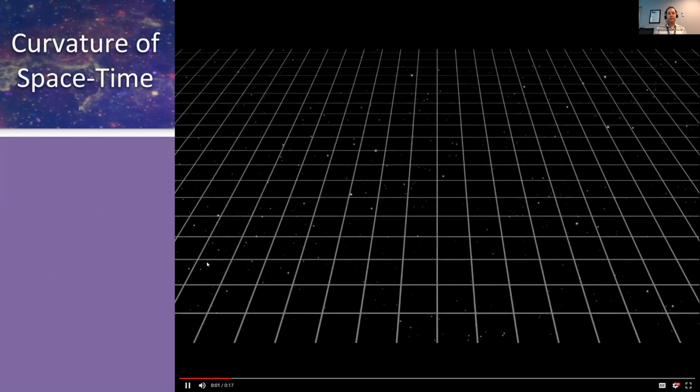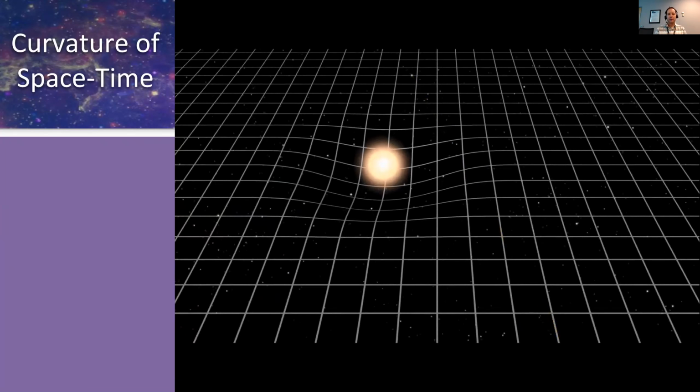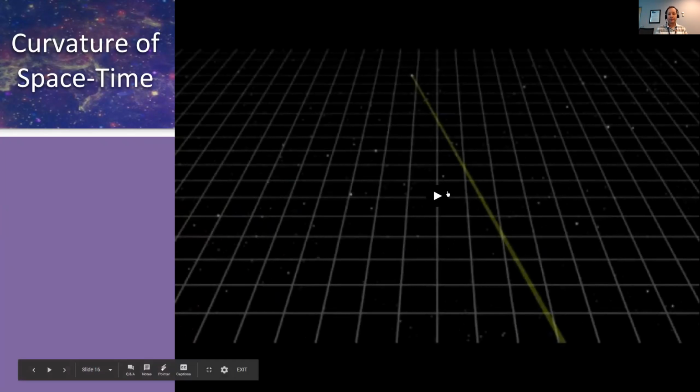If you pretend that space-time is like this fabric or sheet, light, of course, wants to travel in a straight line, right? But if you put something with mass in space-time, it curves space-time. Anything with mass will do this, but the more mass, the more curved space-time will be. And so then you have light following the curvature of space-time. I'll play that one more time.